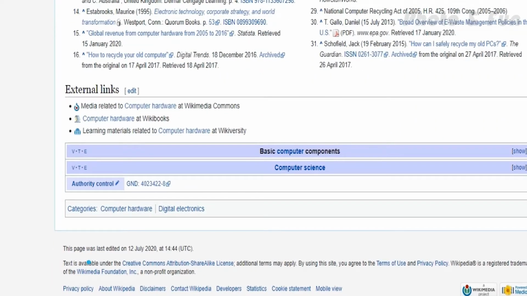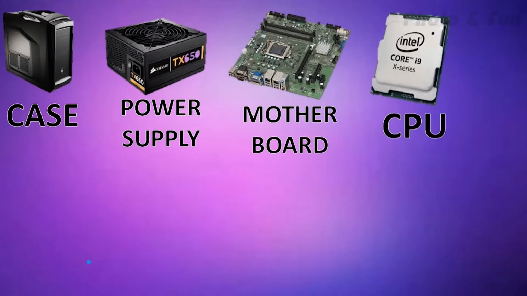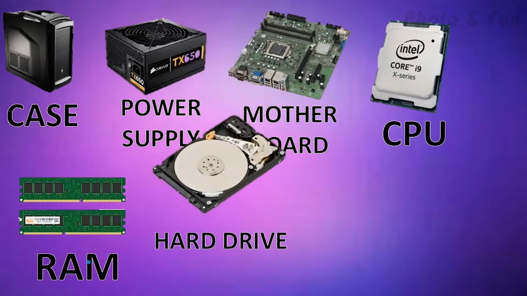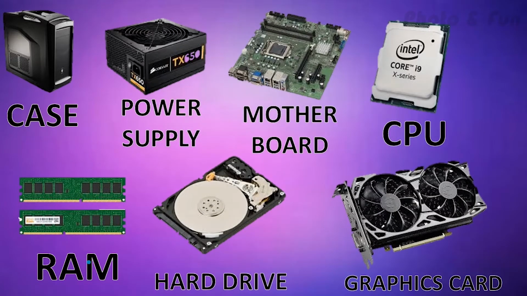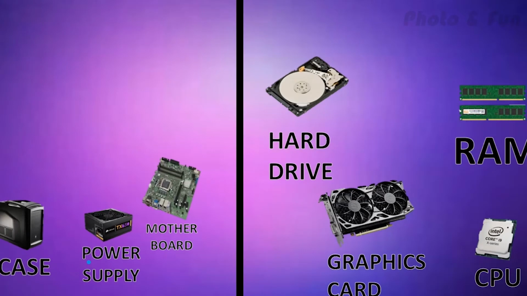A typical desktop computer comes down to 7 essential parts: case, power supply, motherboard, CPU, RAM, hard drive and graphics card. These are the fundamental parts of any desktop computer. It may seem daunting at first, so let's separate them into two categories: the simple ones and the more complex ones.